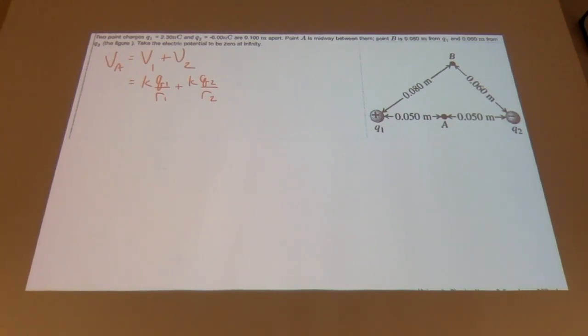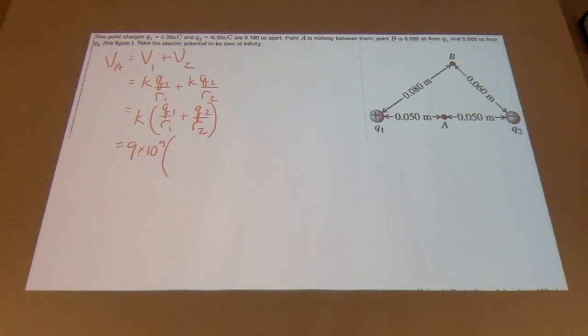So the K's are the same. I'm going to factor those out to simplify the math a little bit. And we've got Q1 over R1 plus Q2 over R2. Let's plug the numbers in, and then we're done. So K is 9 times 10 to the 9th.